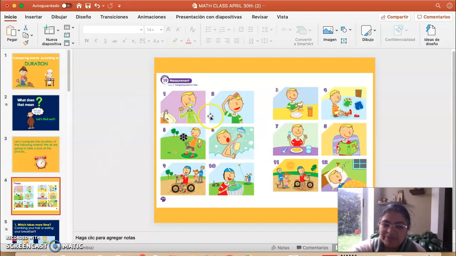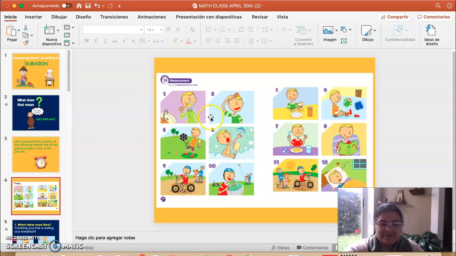Amores, vamos a comparar las dos actividades, cuál se demora más y cuál se demora menos. Pero eso de qué depende? Depende de quién esté realizando la actividad. En esta imagen, por ejemplo, son dos niños quienes están haciendo la actividad. Es el mismo niño, en realidad.